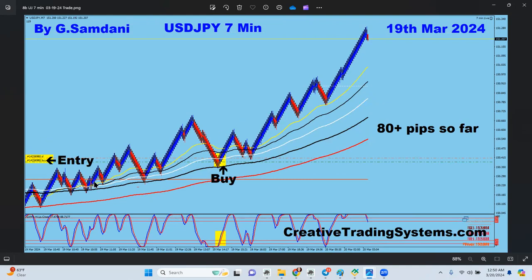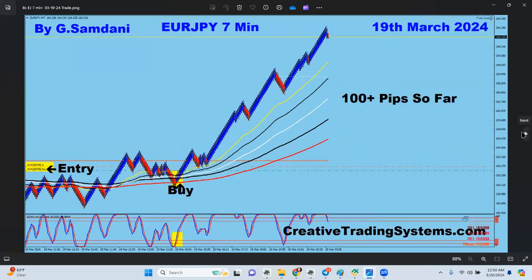The same thing, it dropped and then it gave another entry, and then look, 80 pips again. And then this one, Euro Yen, again, after the retracement, it started to go up again. The EA took the trade, and that's it. The EA is just like me manually opening the trade.